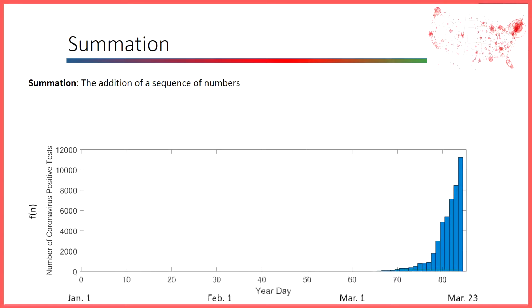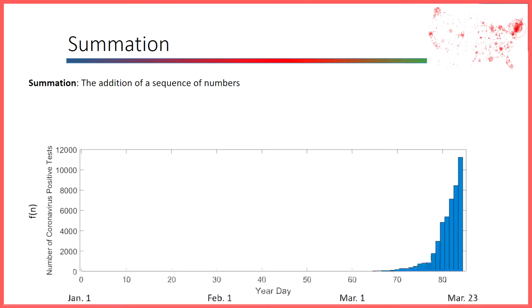I'm going to call it f of n. But note that with this data, f of n is only defined for integer values of n, because the data that I downloaded only has daily information. It's not broken down by the second, minute, or hour. Okay, this is pretty simple data, and I bet that you've seen plots like this in the news already.